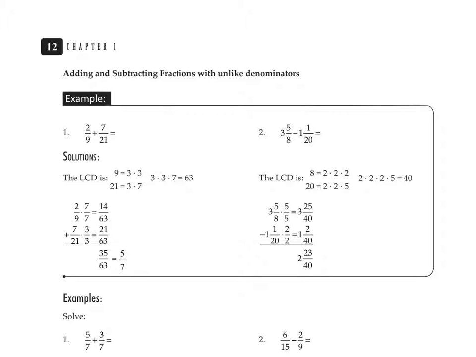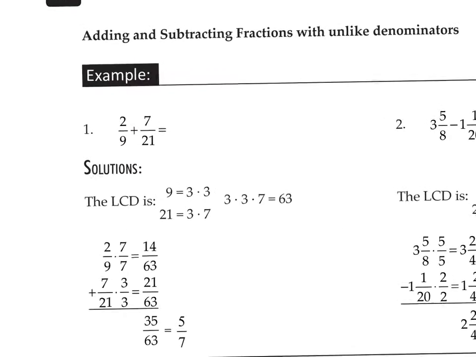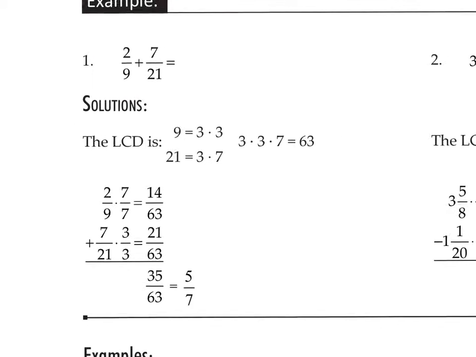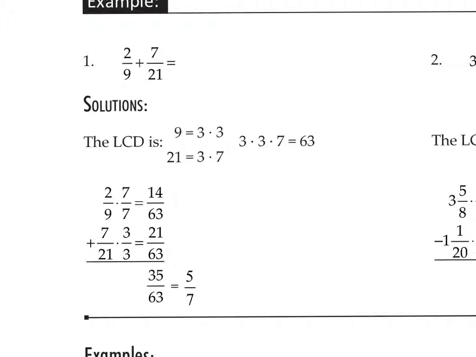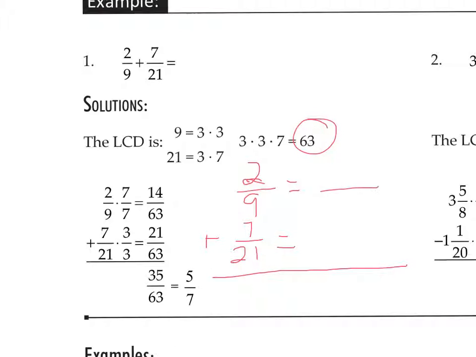All right, so we're going to add and subtract fractions with unlike denominators since we just practiced getting a common denominator there. All right, so I'm going to write 2/9 plus 7 over 21. They do not have the same denominator. So by process of finding a common denominator, we find the common denominator is 63.